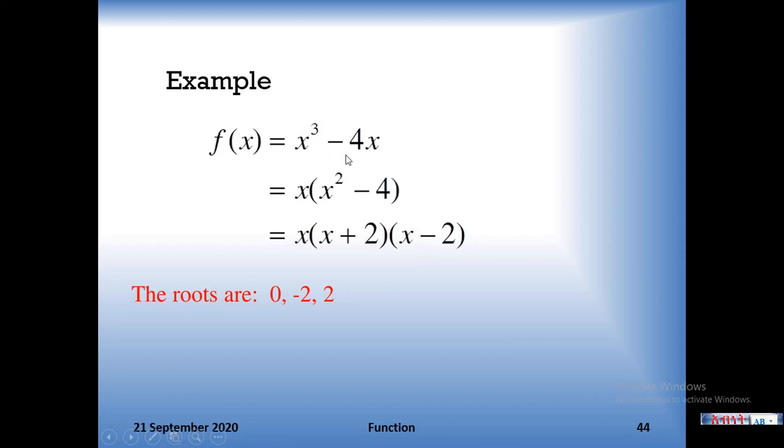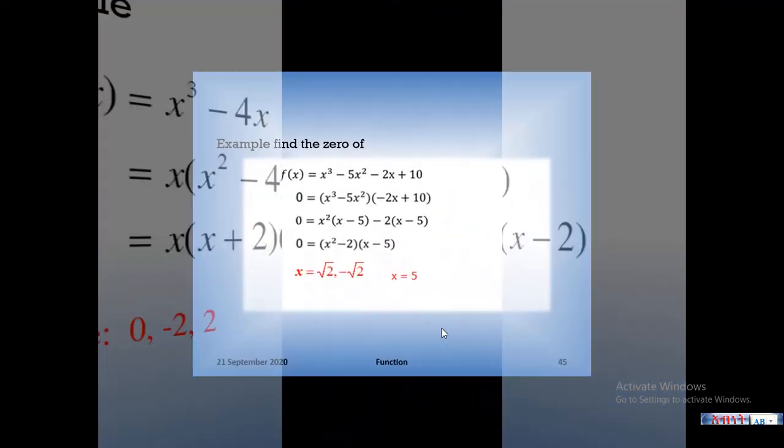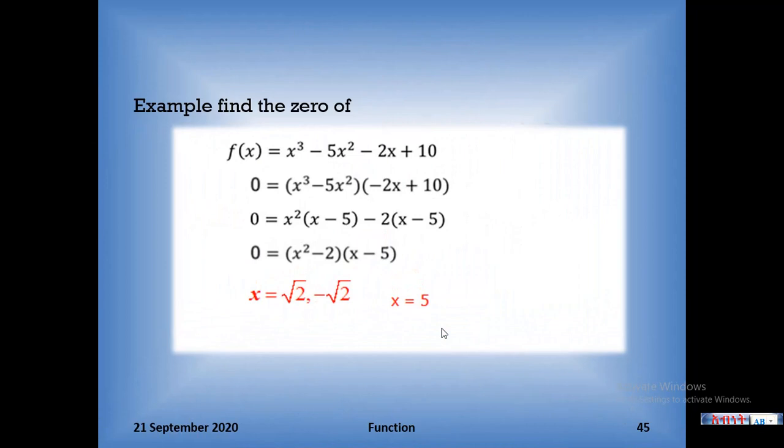So it may have at most 3 solutions. It does not mean that it always has 3 solutions. So this is a very important point for you. And let us add some examples.